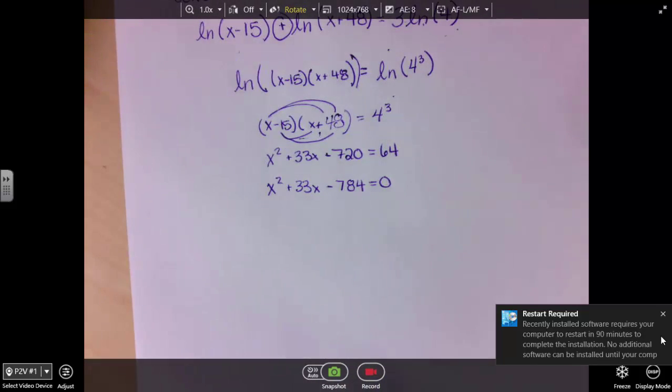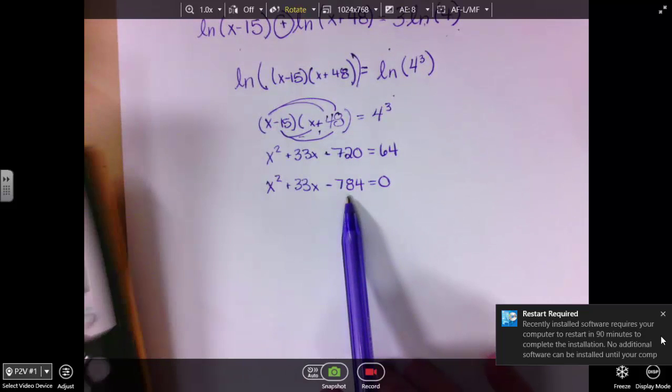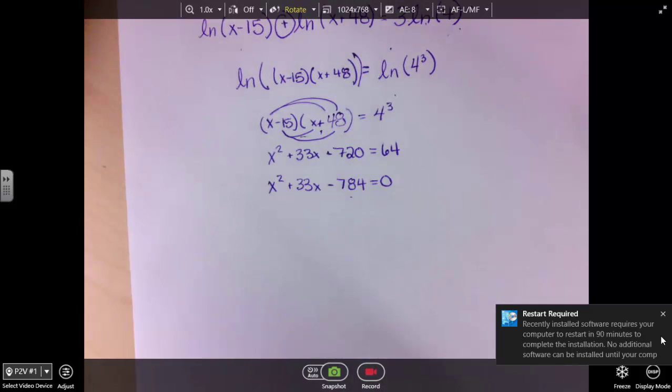Okay, so now we're just left with a quadratic. You could factor this, or you could use the quadratic formula. I'm going to try to factor it. So what we have to do is think of what multiplies up to negative 784 but adds up to 33. Give me a second while I figure that out. Any ideas, kiddos?